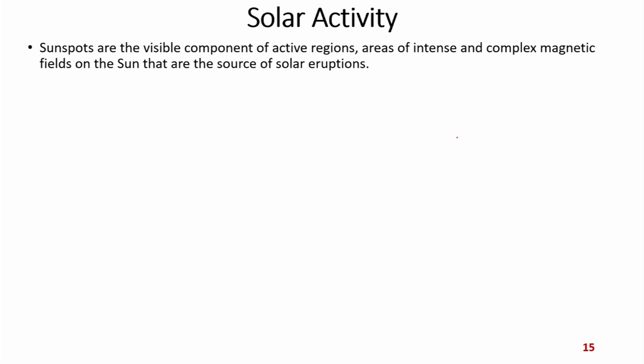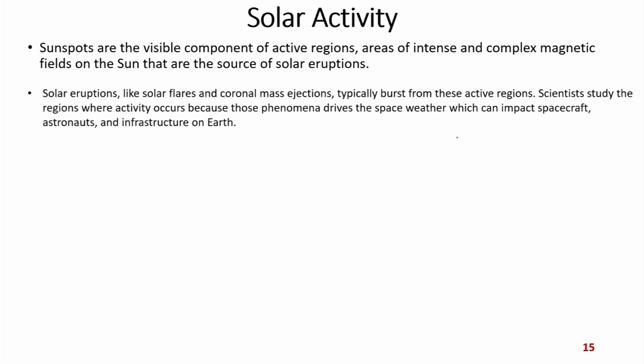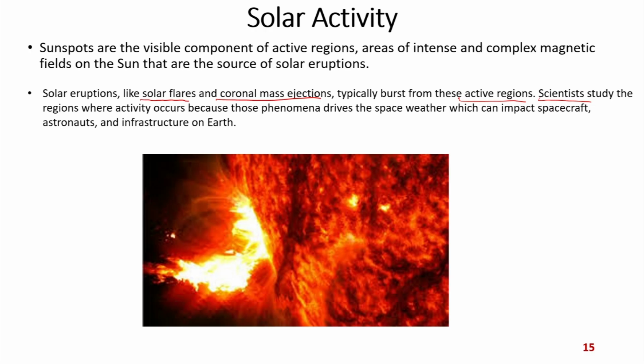Because of the solar eruptions, there are phenomena like solar flares, that we will explain one by one. Solar flare, then coronal mass ejections, which are typically bursts from these active regions. These are very important, which is why scientists study the regions where this activity occurs, because this phenomena drives the space weather, which can impact the spacecraft, astronauts and the infrastructure on the earth, which we just mentioned at the beginning.